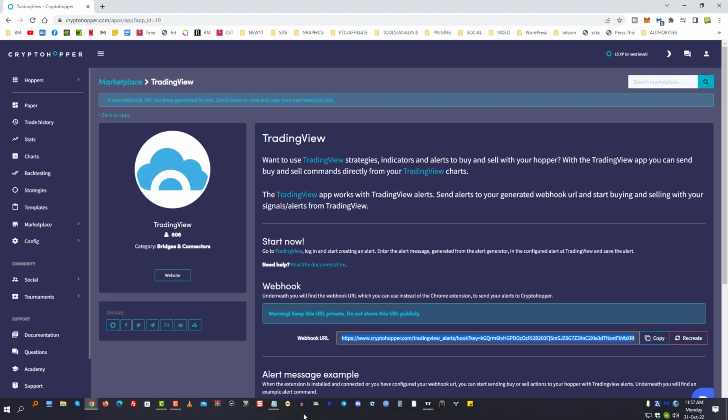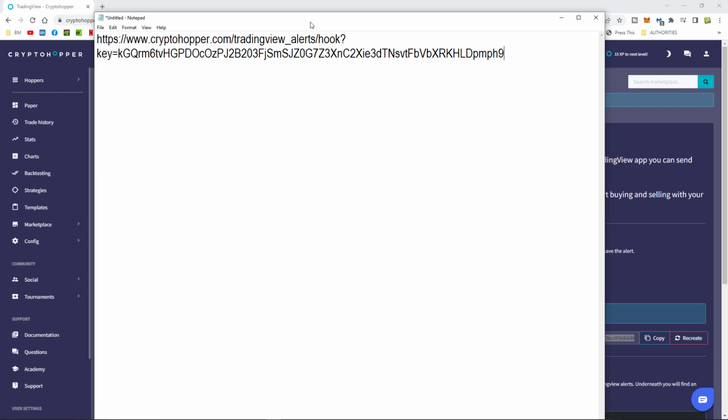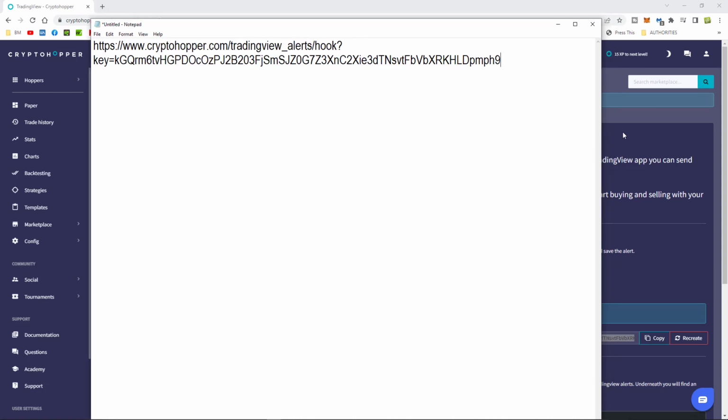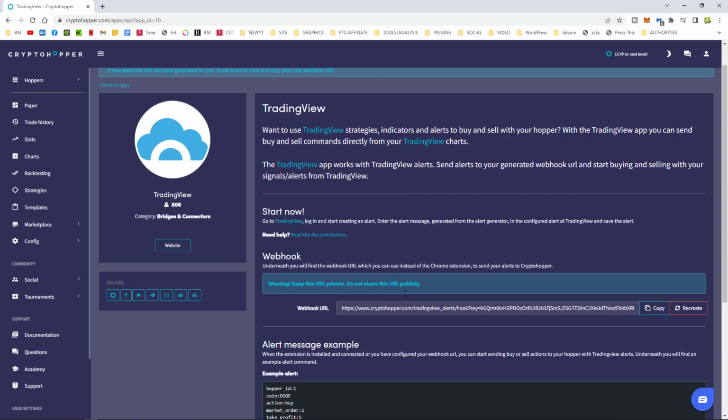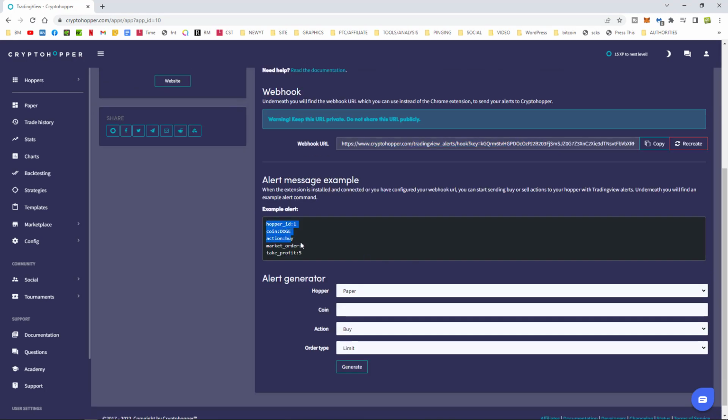Copy that, put it in the notepad, paste. Alright, that's my webhook. We need two things. We need this, and we need this. This is like a little command, a little program that we plug into Tradingview, and this tells us what we're doing. So as you can see, Dogecoin is selected and buy is selected here.